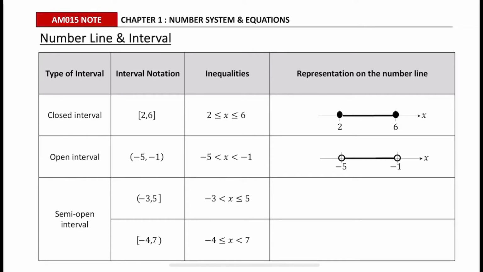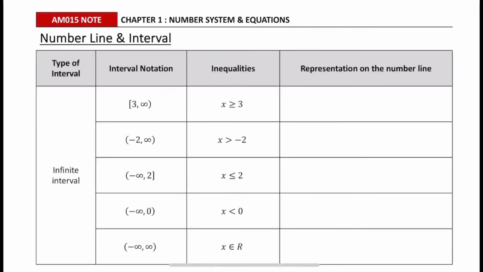For interval -3 to 5, the inequality is x greater than -3 and less or equals to 5. This means that -3 is excluded and 5 is included. So, the line has empty circle at -3 and dense circle at 5. The interval -4 to 7 is the other way around.